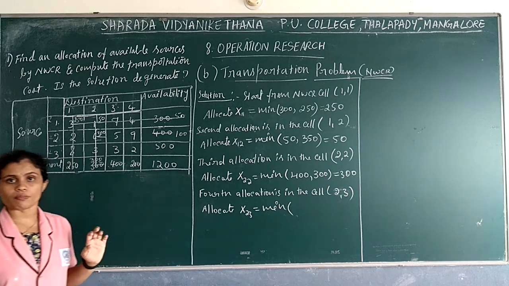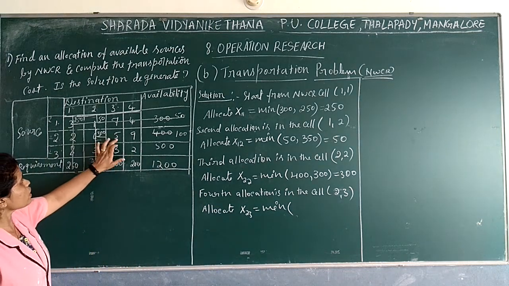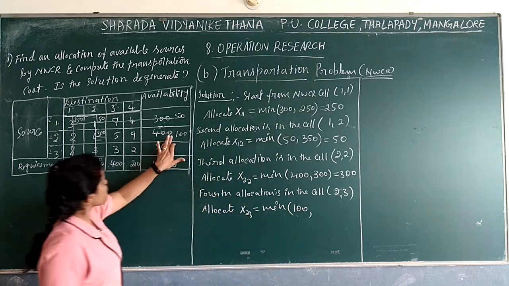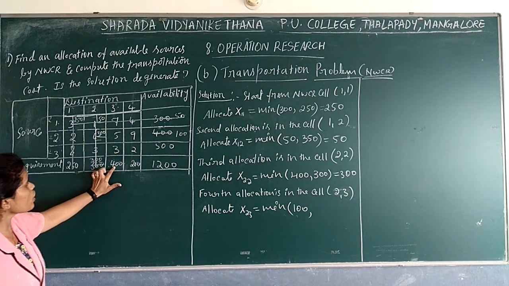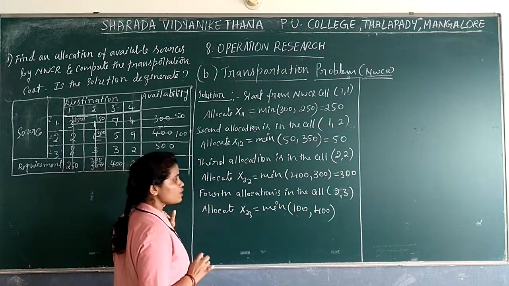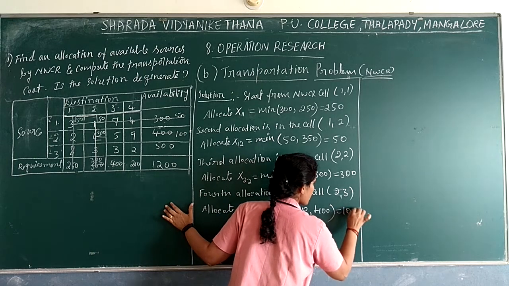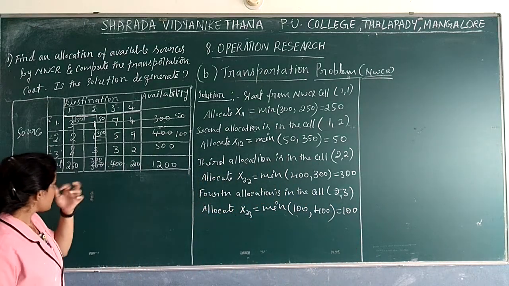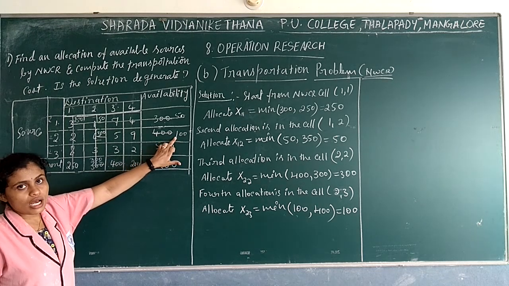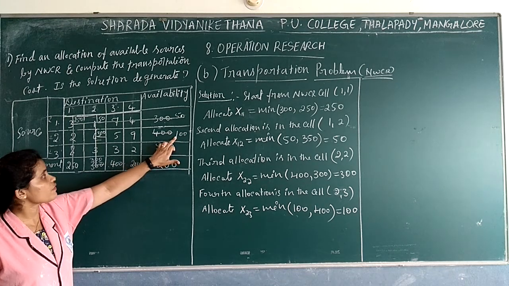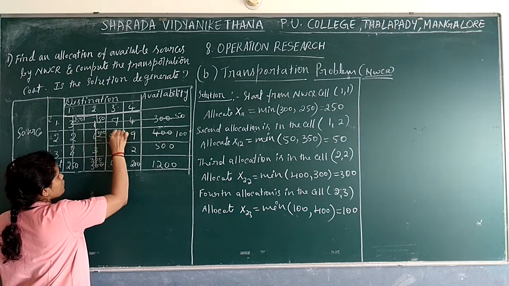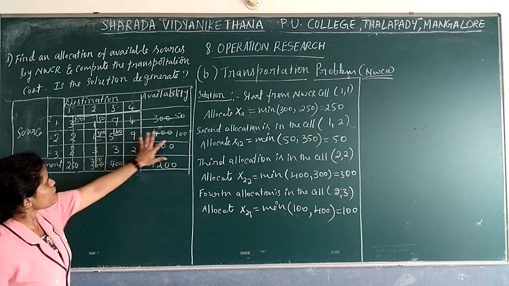See there, which is minimum, availability or requirement? What is the availability? 100 is remaining, and here 400 is the requirement. The minimum here is 100. We can only, availability is 100. So only 100 units of the requirement can be satisfied. So we have to allocate here 100. Now which gets over here?